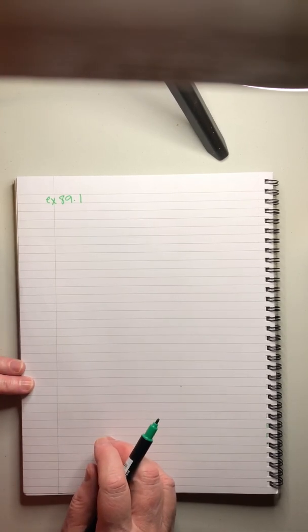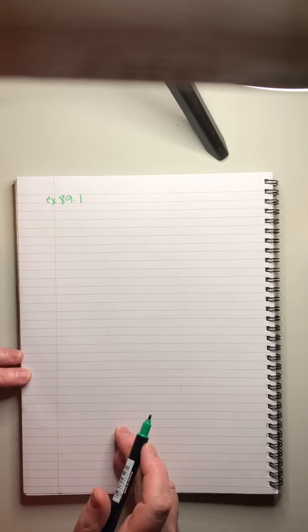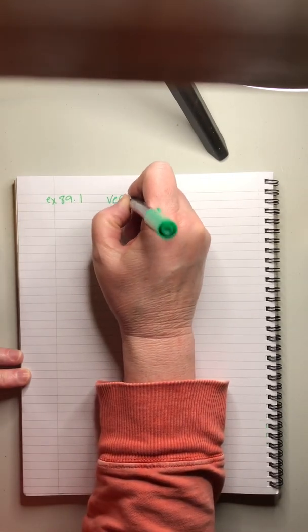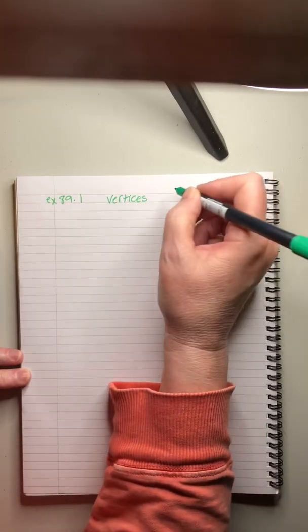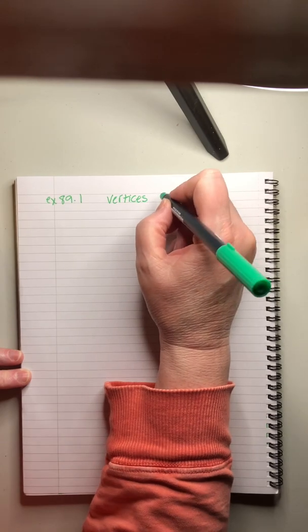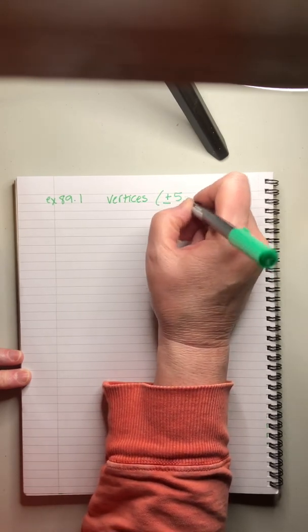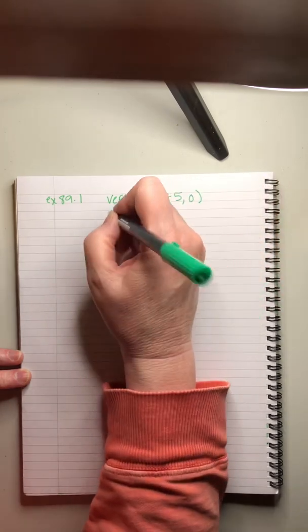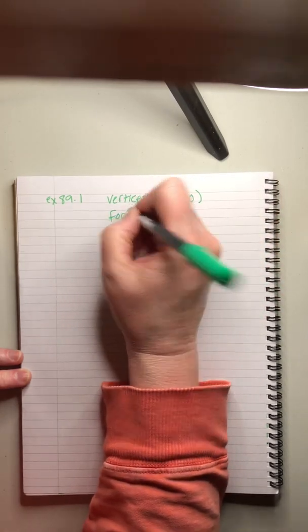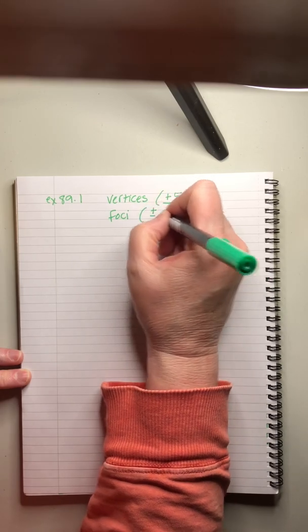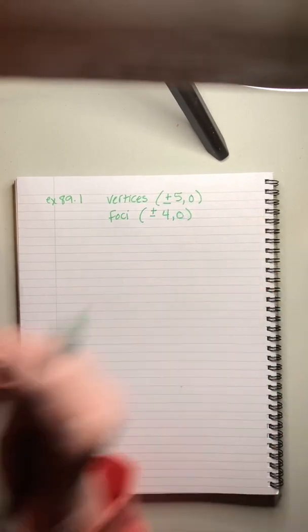Write the standard form of the equation of the ellipse with vertices at plus minus 5, 0, and foci, plural of focal points, at plus minus 4, 0.